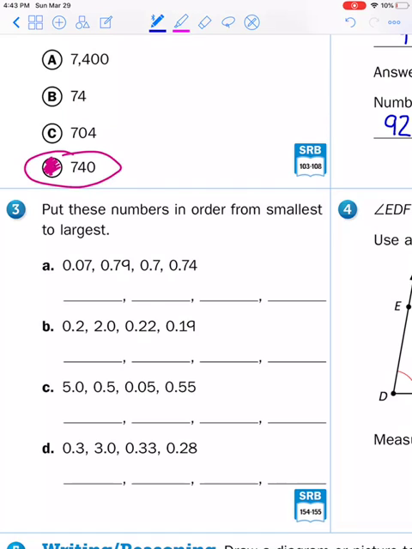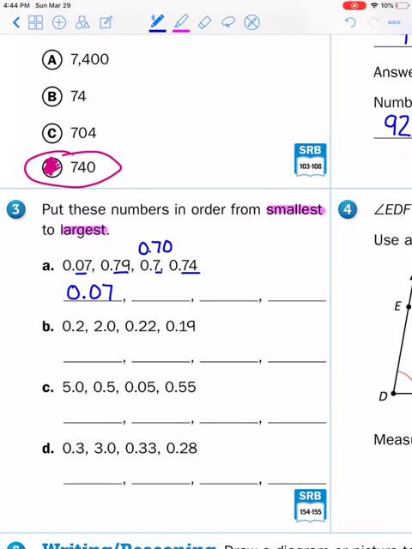Okay, 3. Put these numbers in order from smallest to largest. So let's look at A. We have 7 hundredths, 79 hundredths, 7 tenths, and 74 hundredths. So the only thing that I would do to help you is I would just put 70 like that. So then you only need to focus on the decimal. So I know that 7 hundredths is the smallest.